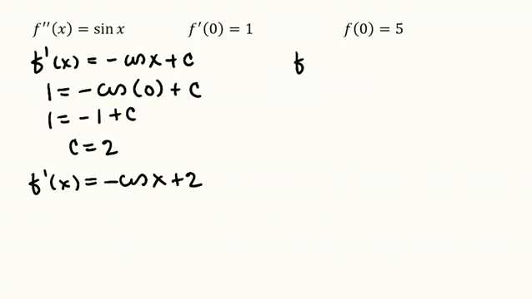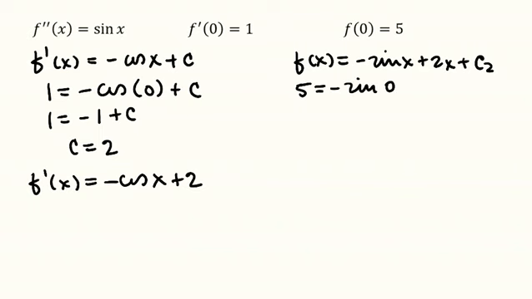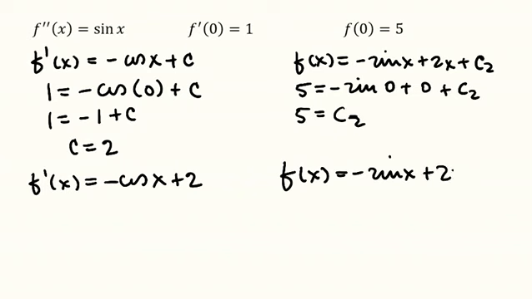Okay, now I can say that f of x, I'm going to anti-differentiate. What would be an antiderivative for negative cosine x? Yeah, negative sine x plus 2x plus some other c. And then I'm going to use f of 0 equals 5. So 5 equals negative sine of 0 plus 0 plus c2. Sine of 0 is 0, yes. So 5 equals 0 plus c2. And so now I can say that f of x equals negative sine x plus 2x plus 5.